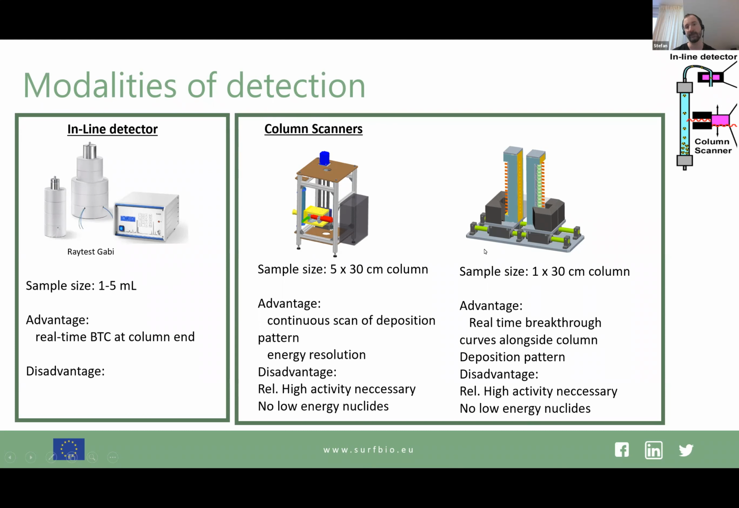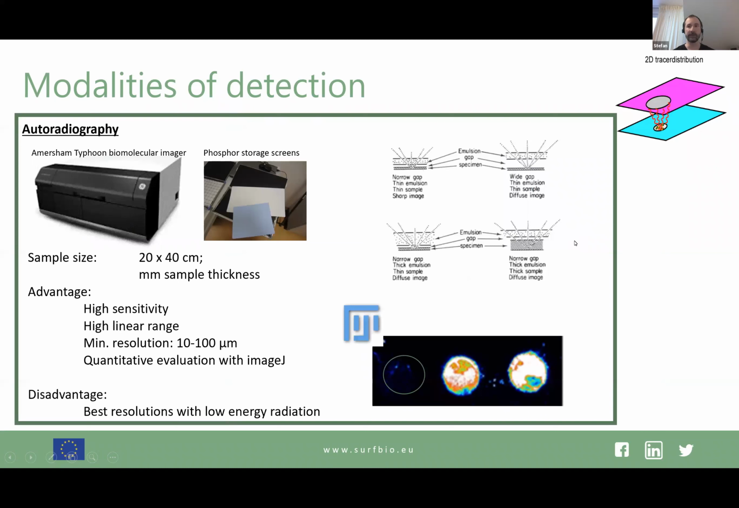The column scanners give you the deposition patterns. What we have available is one that basically moves up and down the sample, or this one where we have a detector array alongside the sample or the column that lets us detect individual breakthrough curves. And for this 2D tracer distribution, called autoradiography, what is typically used nowadays are phosphor storage screens.